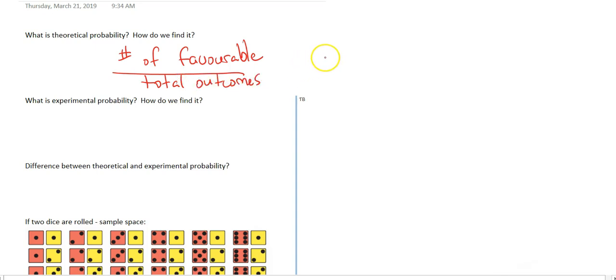So for example, in a deck of cards, if I said, what's the probability of drawing an ace out of a deck of cards? You could say, well, there's 4 aces. That's the number of favorable outcomes out of 52 total. So 4 out of 52. Theoretically, if we were to draw 52 cards, we should get an ace 4 out of 52 times.